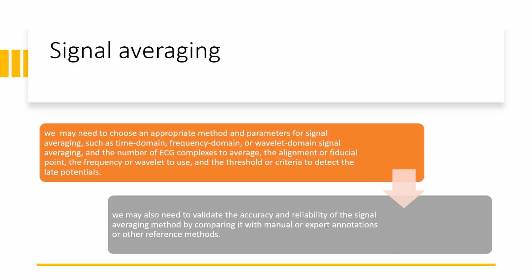Signal averaging. We may need to choose an appropriate method and parameters for signal averaging, such as time domain, frequency domain, or wavelength domain signal averaging, the number of ECG complexes to average, the alignment or fiducial point, the frequency or wavelength to use, and the threshold or criteria to detect the late potentials. We may also need to validate the accuracy and reliability of the signal averaging method by comparing it with manual or expert annotations or other reference methods.